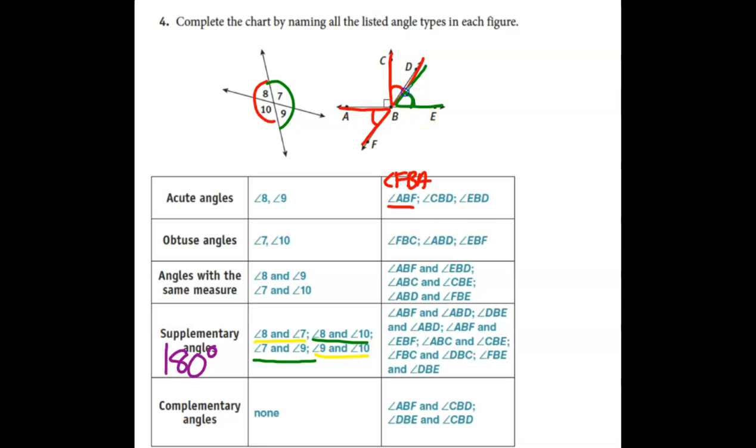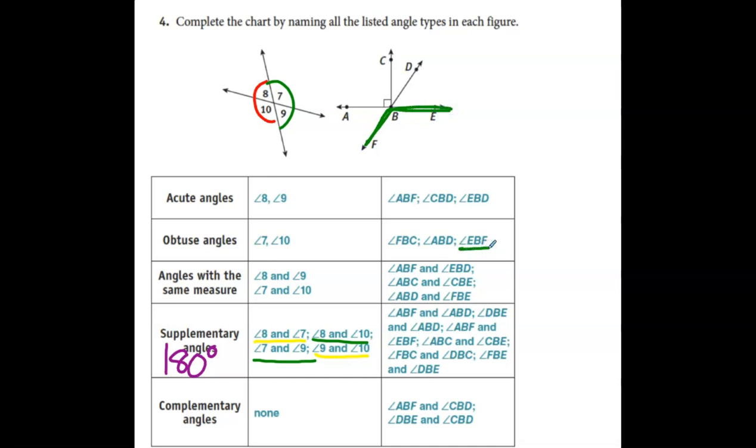Notice these little angle marks right here I'm doing. That's how we denote an angle symbol. Okay. All right, now looking at obtuse angles. So those are going to be angles bigger than 90. Here's the main one right here, FBE.